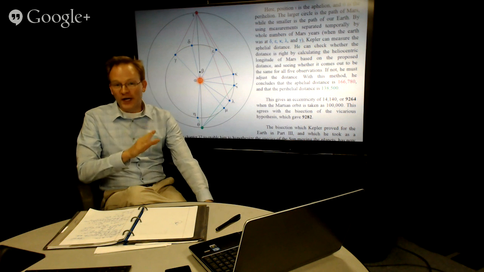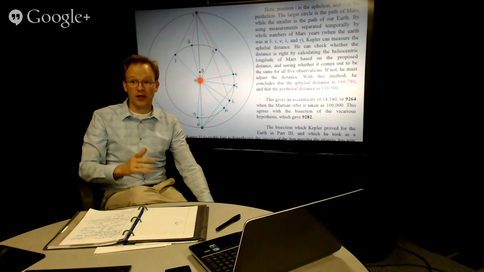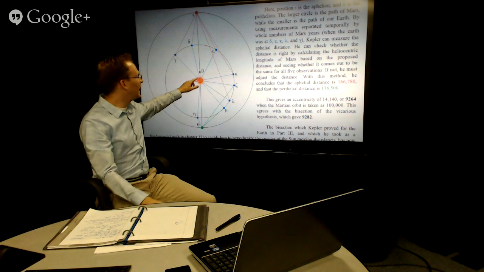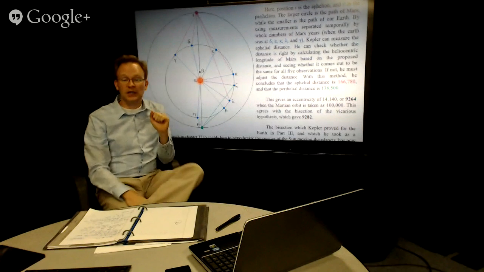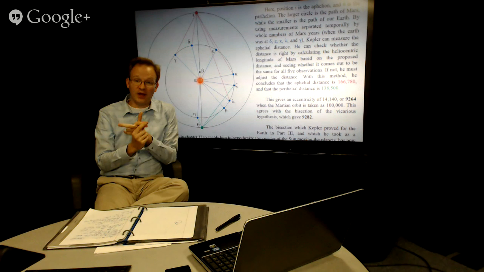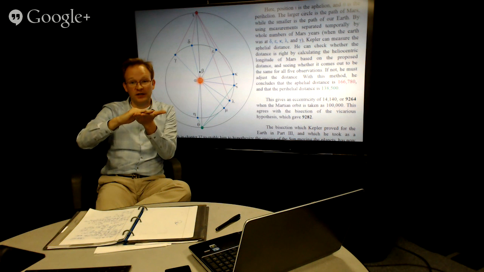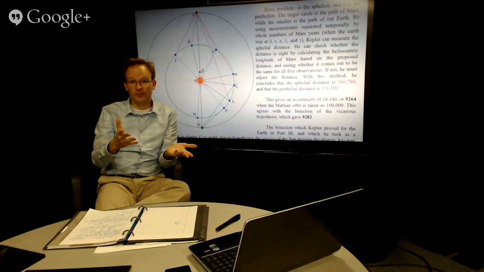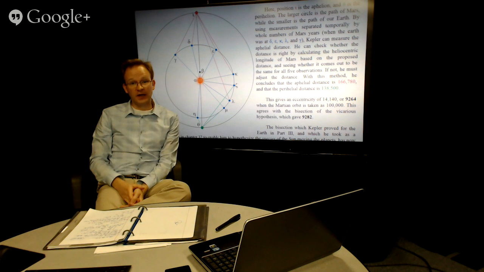Now, already in part 2, Kepler had an idea of the distance between the Sun and the center of Mars's orbit. He has two estimations for that. One is bisecting the total eccentricity: going from the Sun to the equant, cutting it in half, and putting the center there. That gives him 9282.